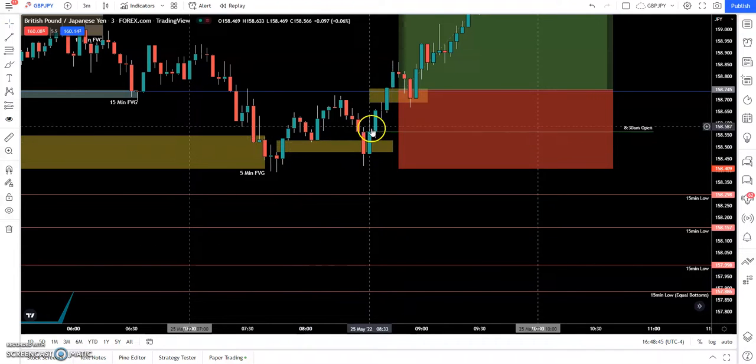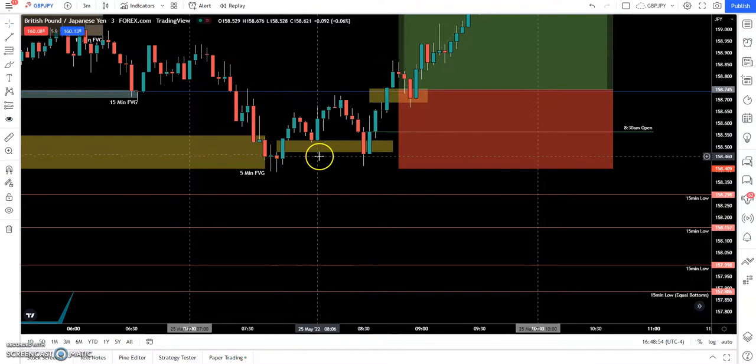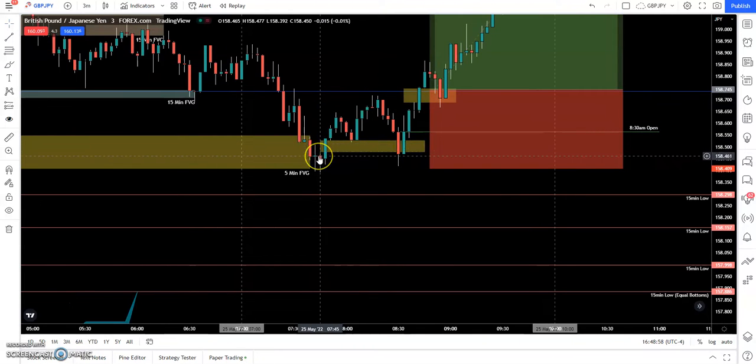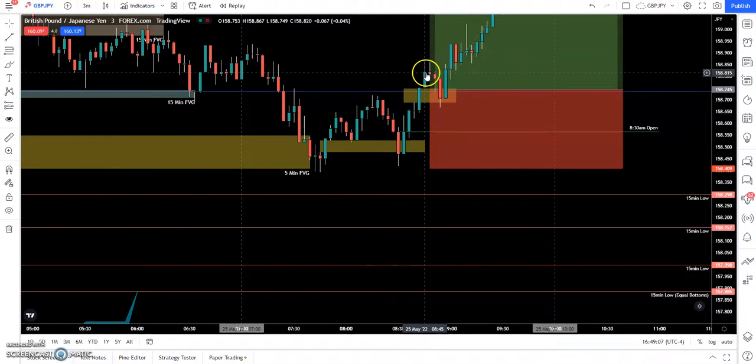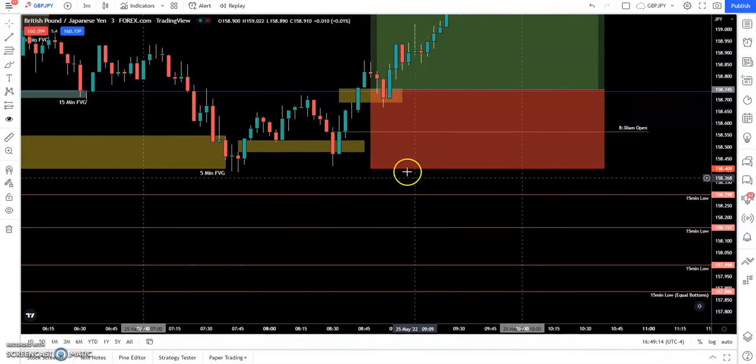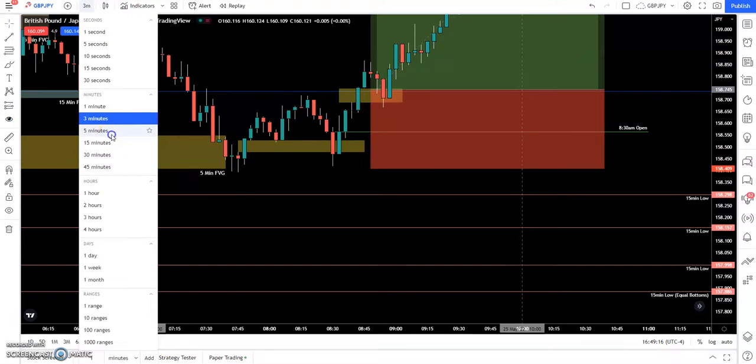So when this move right here happened, I suspected that because of this 3 minute fair value gap getting filled and being respected, that we had a change in market structure, or market shift, sorry. So a change in market shift. When this high was broken, I seen a fair value gap here on the 3 minute. It was also on the 5 minute that I seen it on actually.